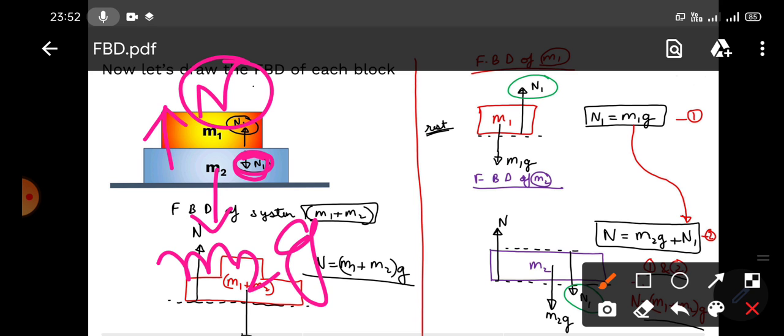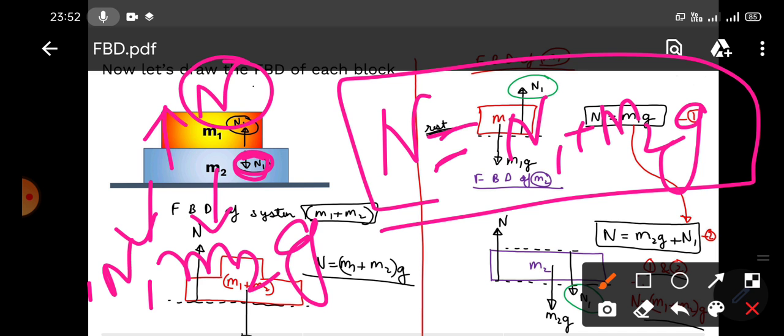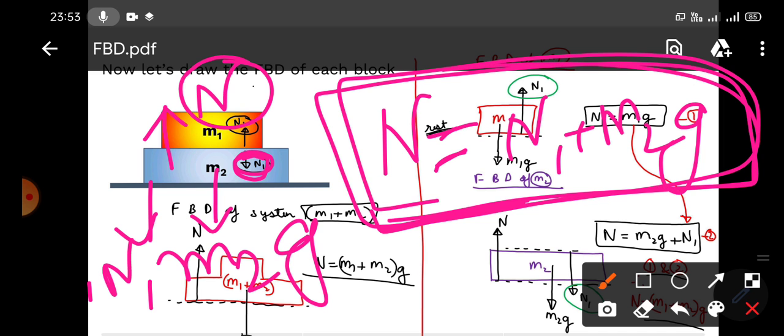So there are three forces acting: m2g, N, and N1 in the downward direction. So you can write that N is equal to N1 plus m2g. Why N1 plus m2g? Because these two forces are in the same direction and N is in the other direction. So that's why we write N equals N1 plus m2g. Okay. Now if the block is moving, then this equation will not work. This equation will work when the block is in equilibrium.